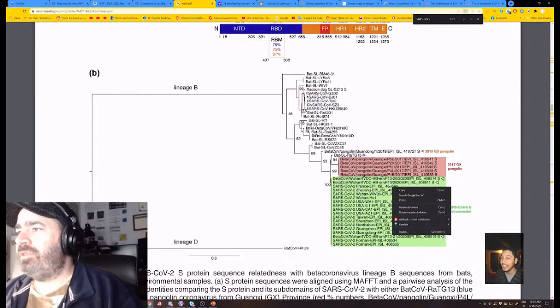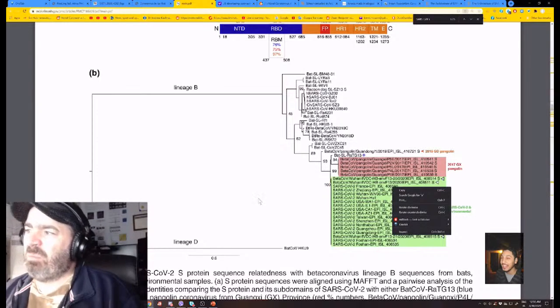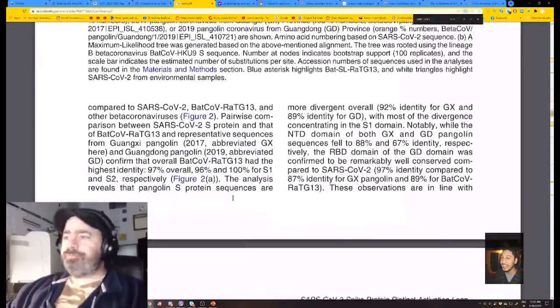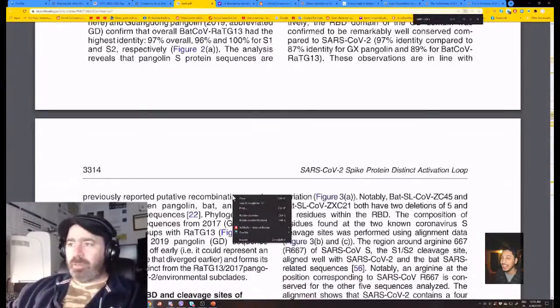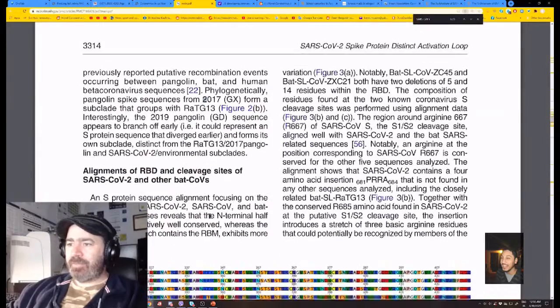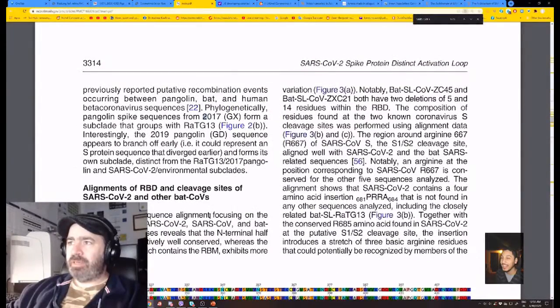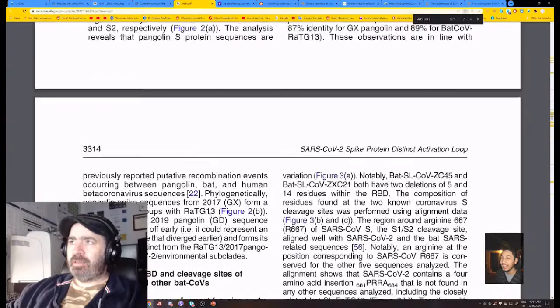Why should this sit closer to this clade than this one, rather than RATG13? Odd. See, so it's this that I really wanted to get to.